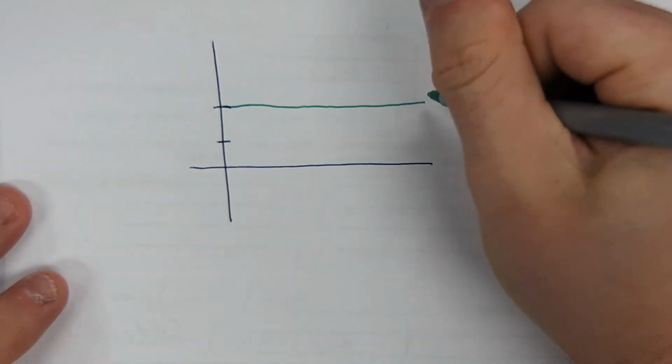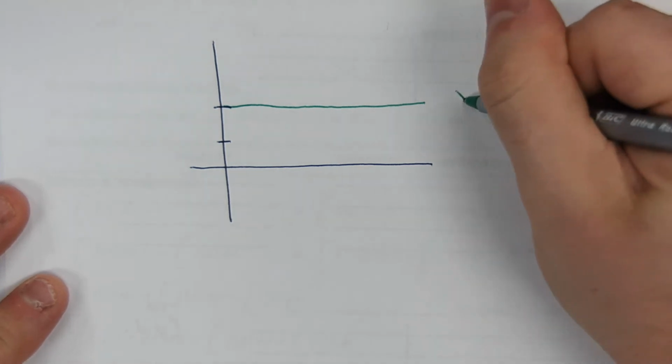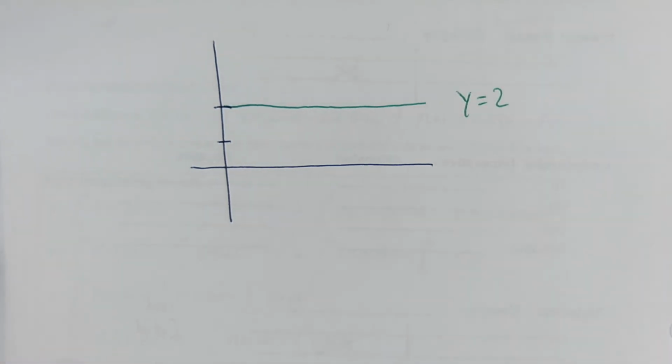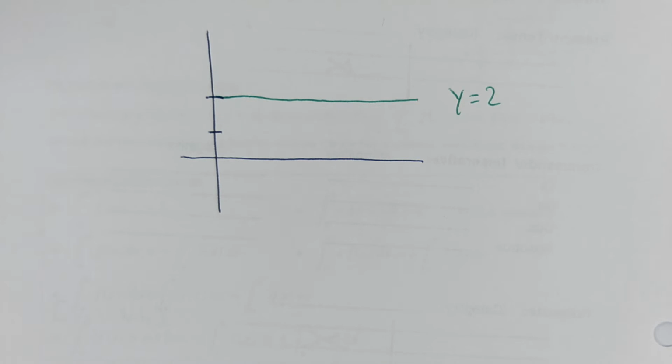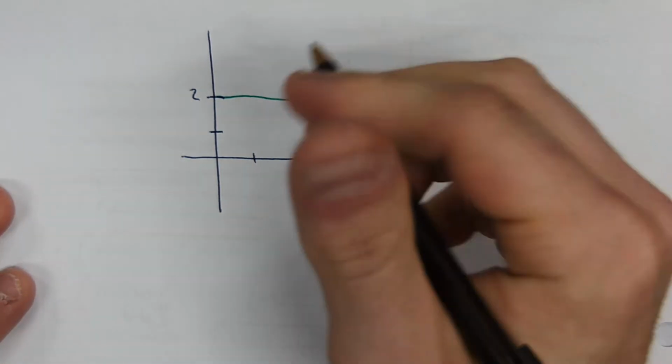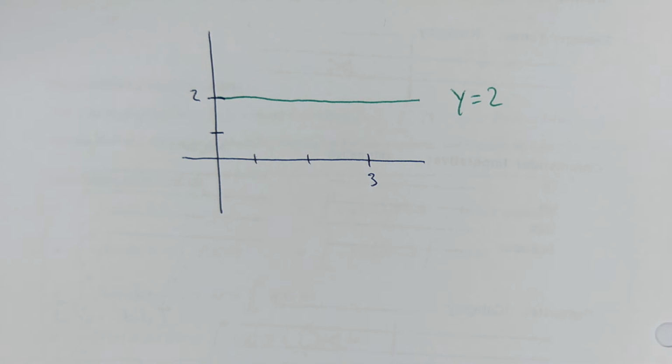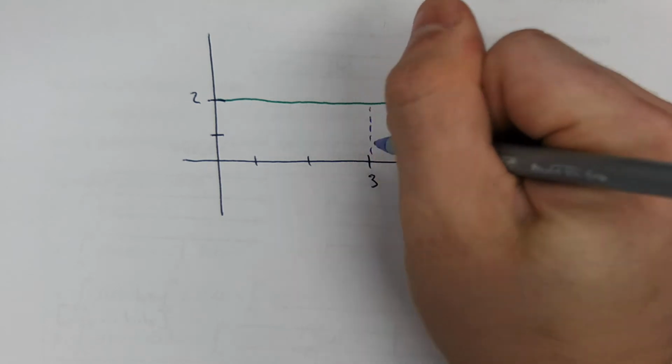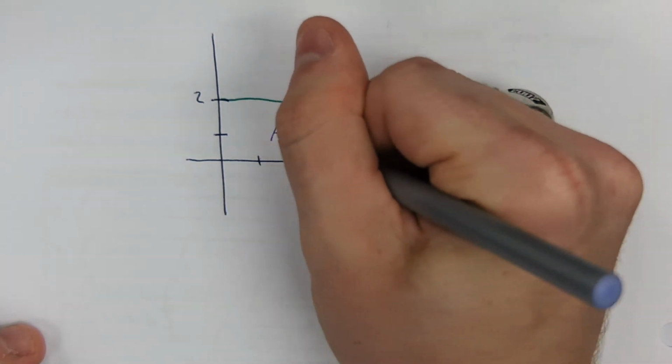All right. So can we agree that this is the line y equals 2? Great. Maybe if I put some numbers, there we go. Now from x equals 1, 2, 3, can we also agree that the area of the rectangle that I just created from 0 to 3 is just 2 times 3? Yes. Great.